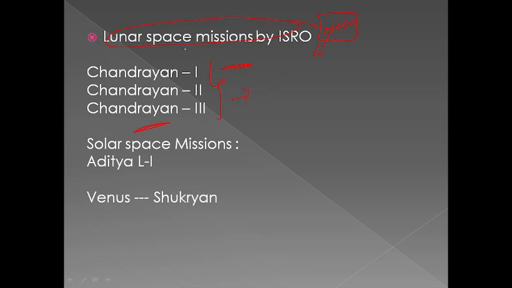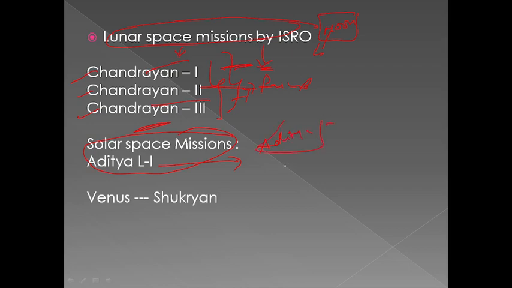So first learn what this is in the static part of geography. First, lunar space missions by ISRO: there are 3 space missions which were started by ISRO, that is Chandrayaan 1, 2 and 3. We know that Chandrayaan 2 actually failed, whereas Chandrayaan 1 and Chandrayaan 3 were successful. And the future solar space mission is Aditya L1, which is going to be launched by ISRO.